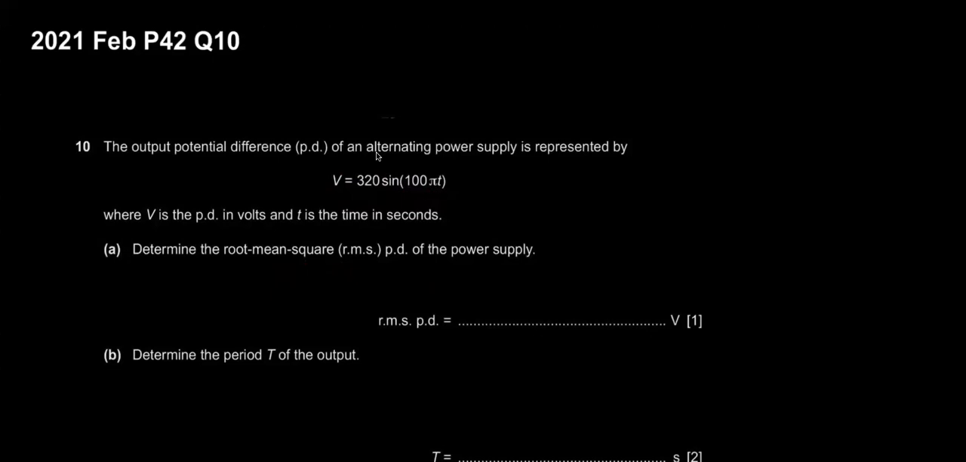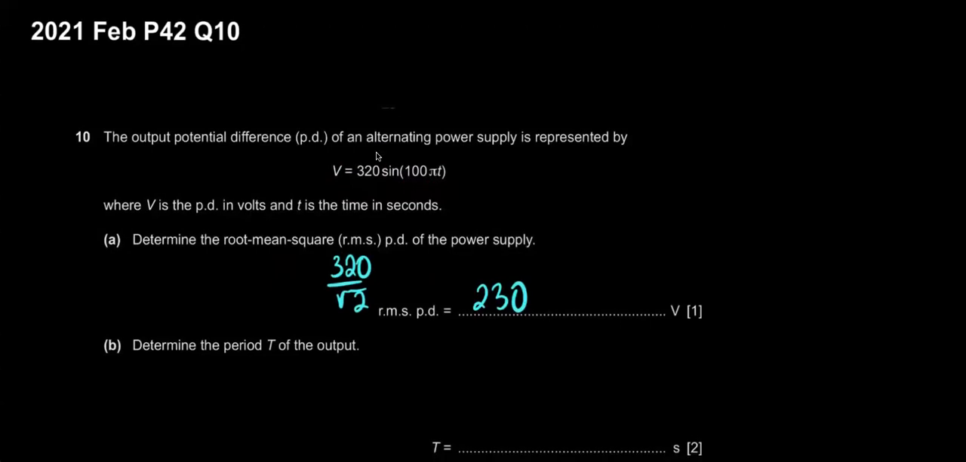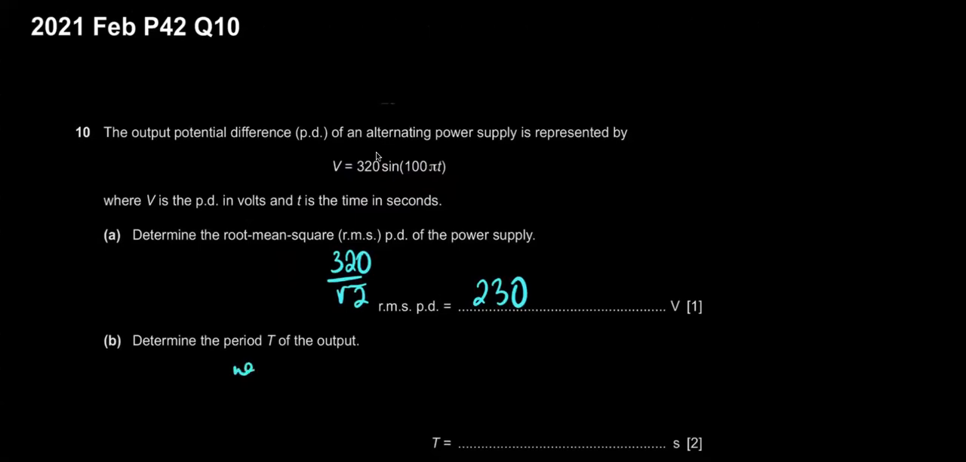So RMS is the peak voltage divided by root 2. So 320 upon root 2. So correct to 2 SF, this is 230 volts. Determine the period T of the output. So omega here is basically 100 pi. And we know omega can be written as 2 pi upon capital T. So pi is canceled. So 2 upon 100 is 0.020, just to make this 2 SF. So 0.02 seconds.